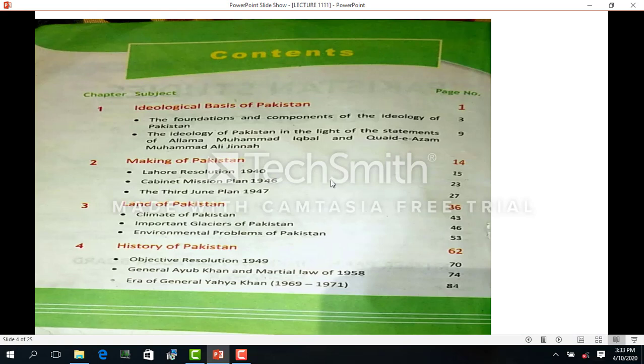About contents, 4 chapters are included. Chapter number 1, Ideological Basis of Pakistan. Chapter number 2, Making of Pakistan. Chapter number 3, Land of Pakistan. Chapter number 4, History of Pakistan. Again, I will repeat the chapter names: Ideological Basis of Pakistan, Making of Pakistan, Land of Pakistan, and the last chapter, chapter number 4, History of Pakistan.